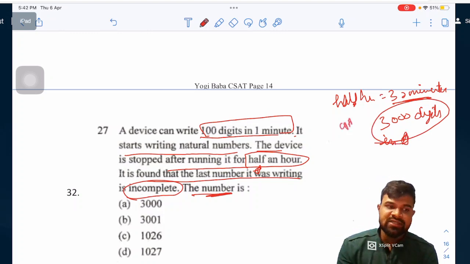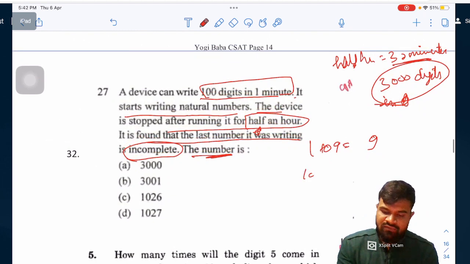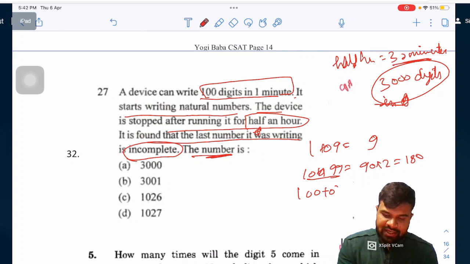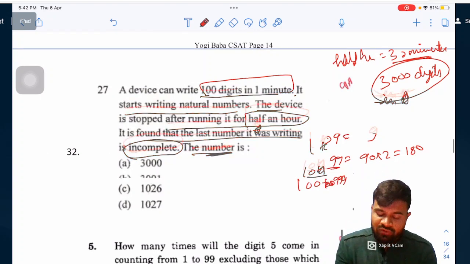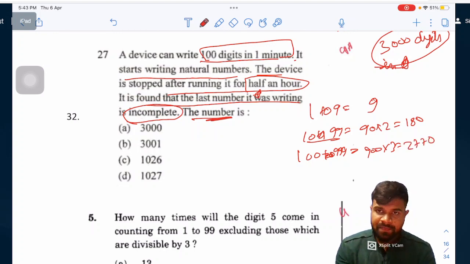Now how will the digits be counted? From 1 to 9, 9 digits are there because they are single digit numbers. From 10 to 99, 90 numbers are there and 2 digits each, so 180 digits. From 100 to 999, this is the only way to proceed, and this is a very repetitive question, so I want you to note it down. From 100 to 999, 900 numbers are there and 3 digits each, so a total of 2700 digits.